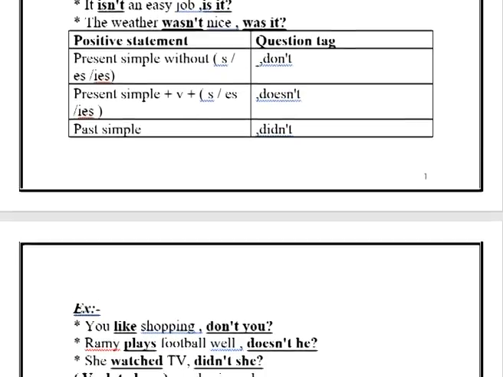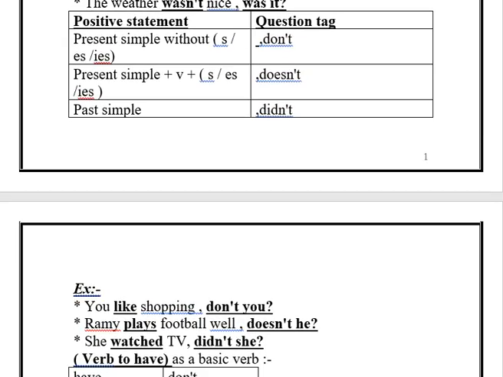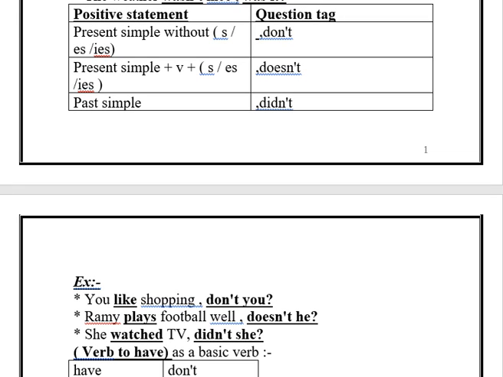If it's present simple without s, es or ies, in the question tag we'll use don't. If the sentence is present simple but the verb has s, es or ies, we'll use doesn't. If the tense of the sentence is past simple, we will use didn't. This is if we don't have an auxiliary verb.